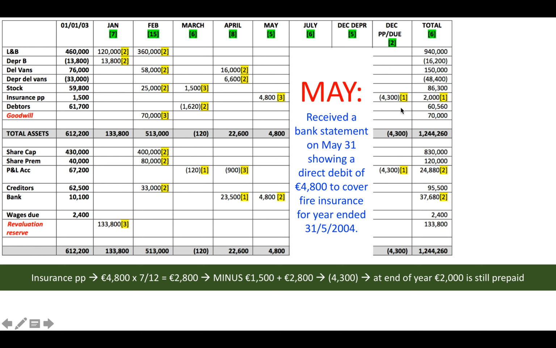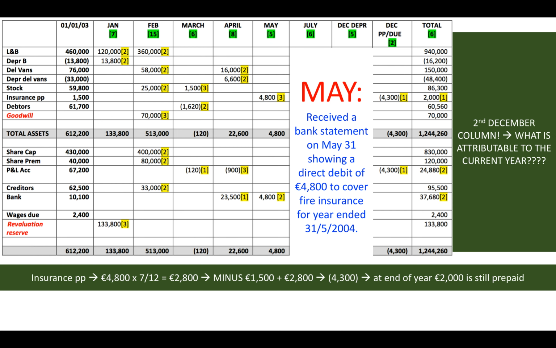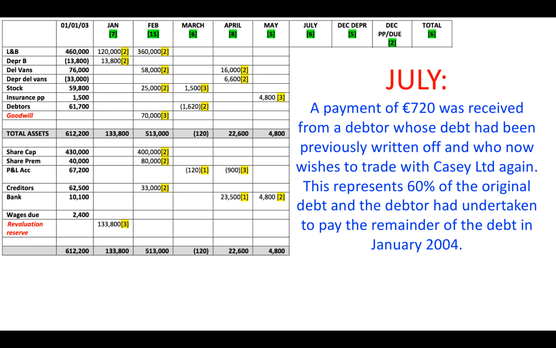Now, if my insurance was 4,300 for the year, what impact would that have on my profit figure for the year? Well, hopefully you would know now that it will reduce the profit figure. So minus 4,300 here. So that is your bank adjustment done. Okay, so now we can move on to July.